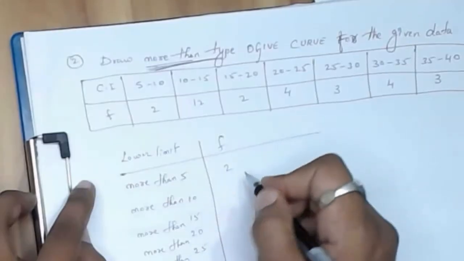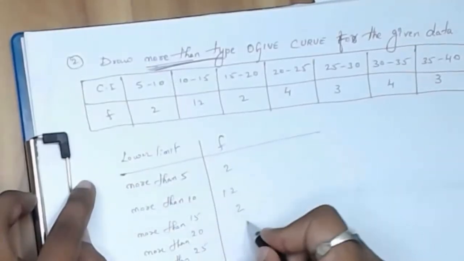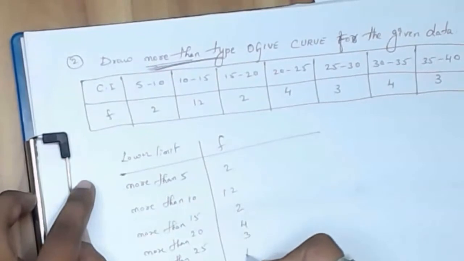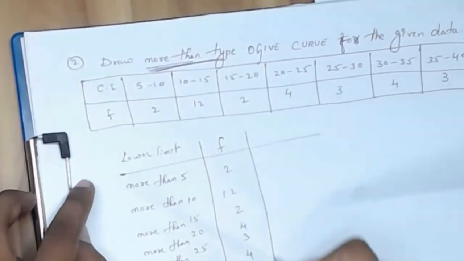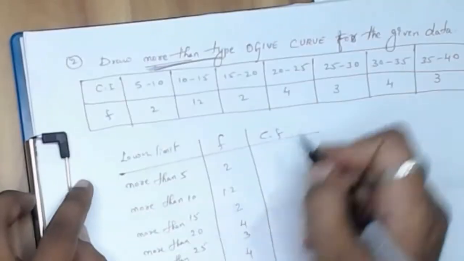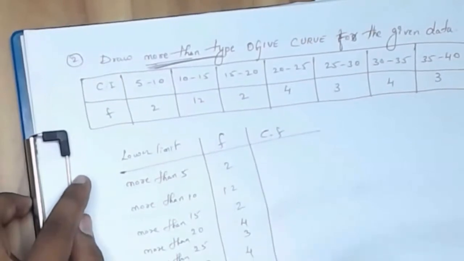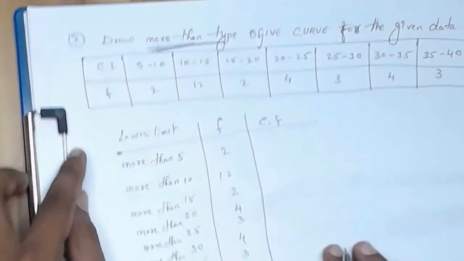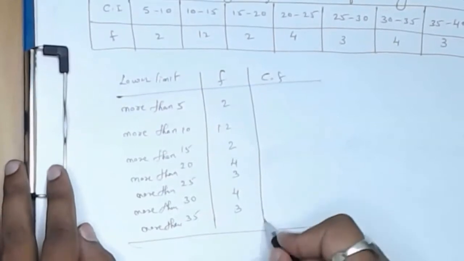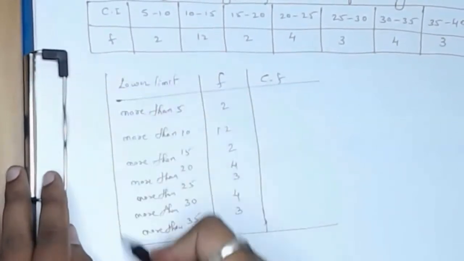Okay, next you write frequency. What are the frequencies values? 2, 12, 2, 4, 3, 4, 3. These are our frequencies. Now we have to find cumulative frequency. As I said you in the previous case, what we should do?